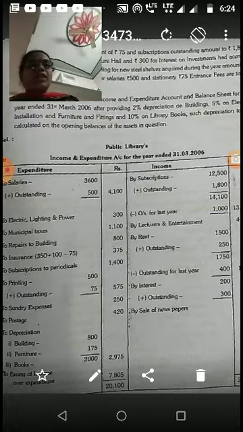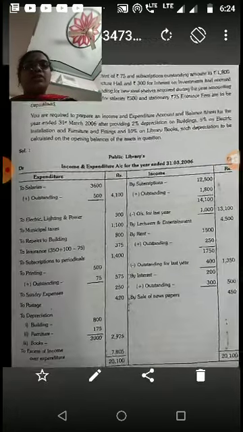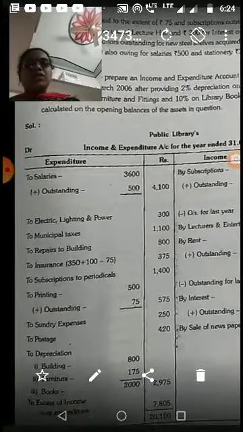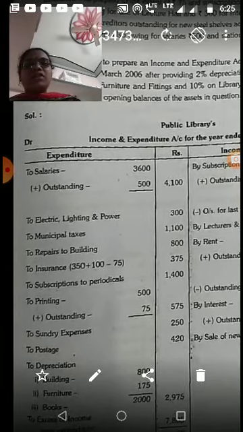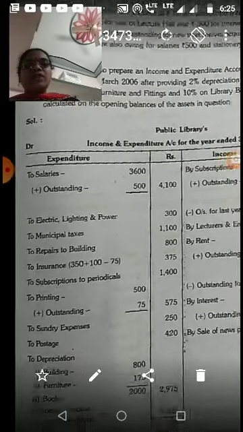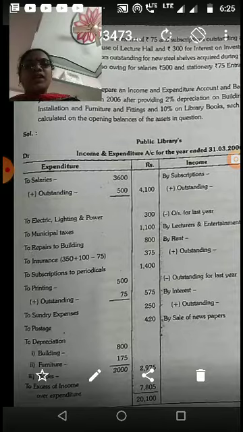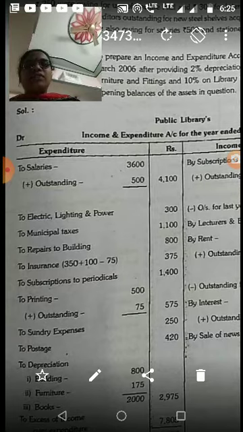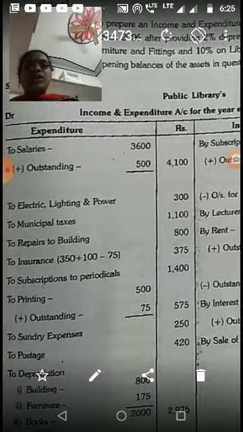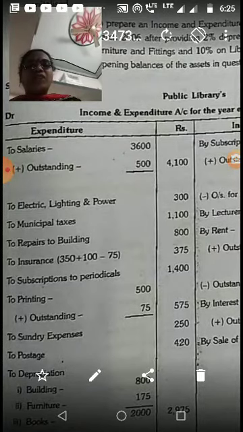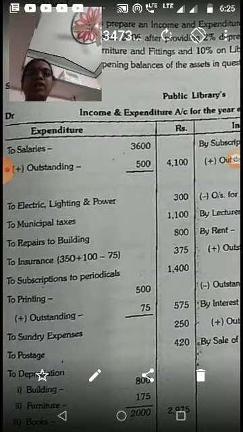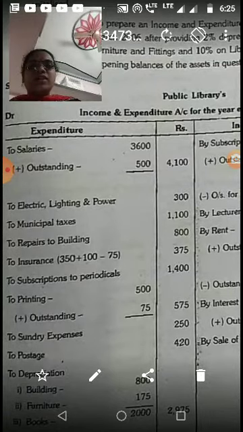Public library income and expenditure account. So here, solution: public library income and expenditure account for the year ended 31/3/2006. Salaries 3,600, add outstanding 500, that is 4,100. To electric lighting and power 300. To municipal taxes 1,100. To repairs to building, that is 800. To insurance 350 plus 100, this 100 is given in the adjustment, minus 75, that is 375.